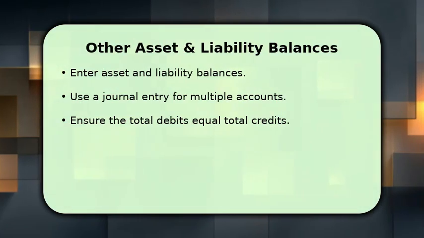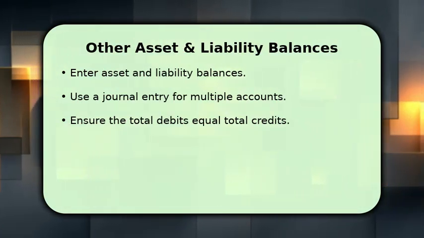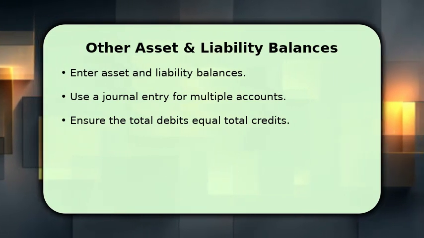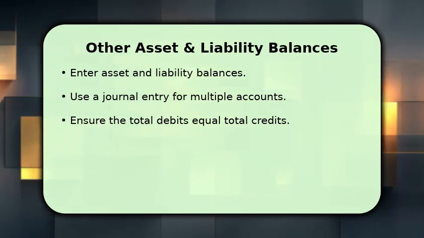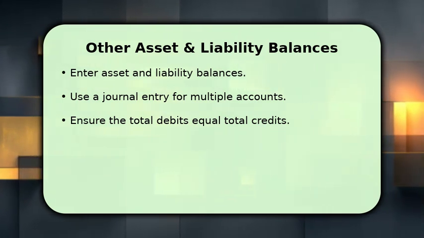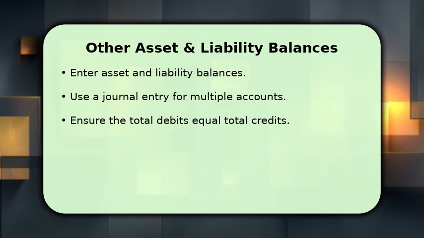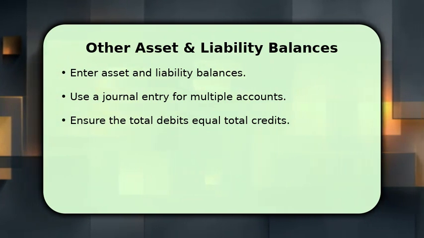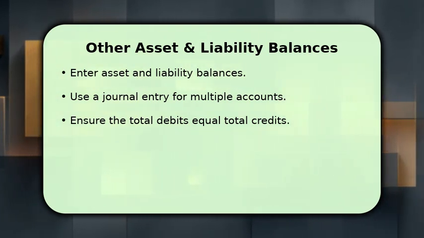For other balance sheet accounts like accounts receivable, accounts payable, fixed assets, or loans, you can use a journal entry. This method allows you to record multiple debits and credits simultaneously. For example, debit your accounts receivable and credit an equity account for the opening balance.